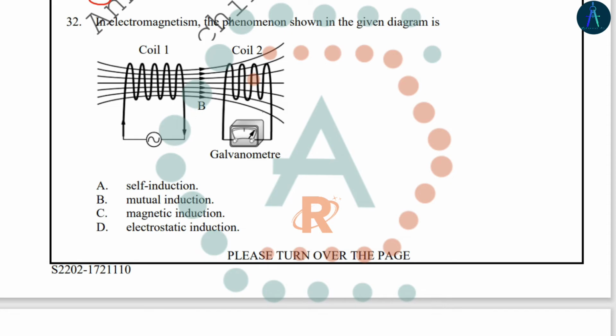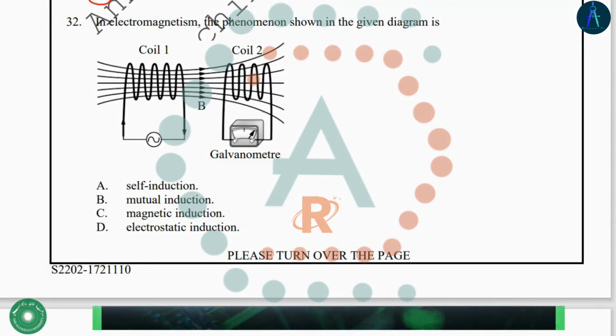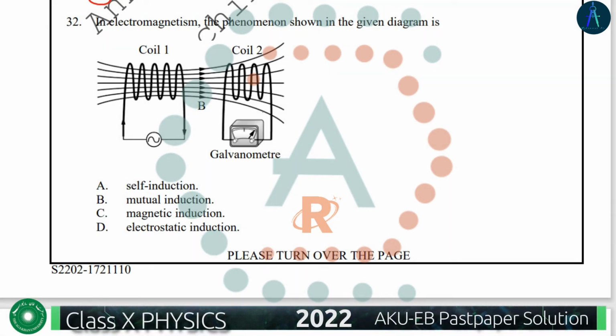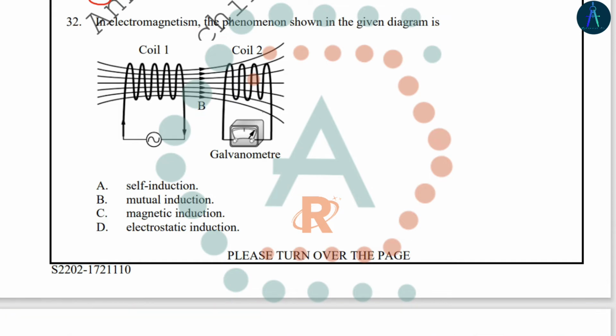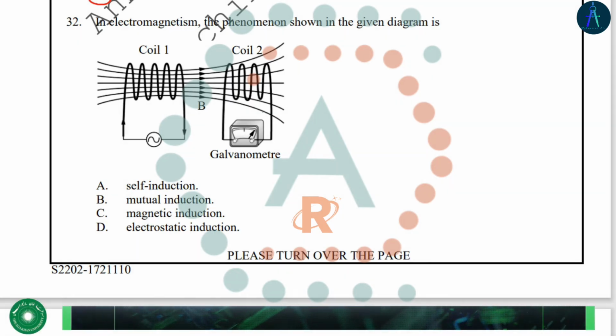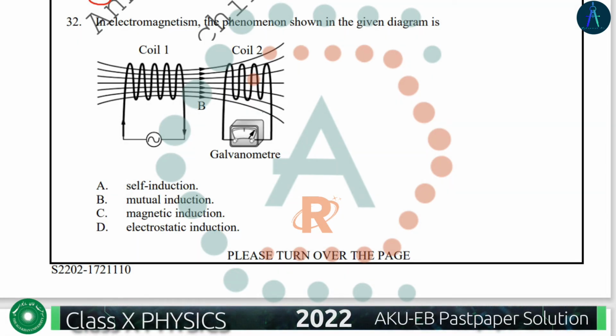In electromagnetism, the phenomenon shown in the diagram is that there is a change of flux in coil 1, and due to the change of flux, the change of alternating current in the primary coil, there is a change of flux in the secondary coil. This change of flux in the secondary coil will induce an EMF, and this process is known as mutual induction.